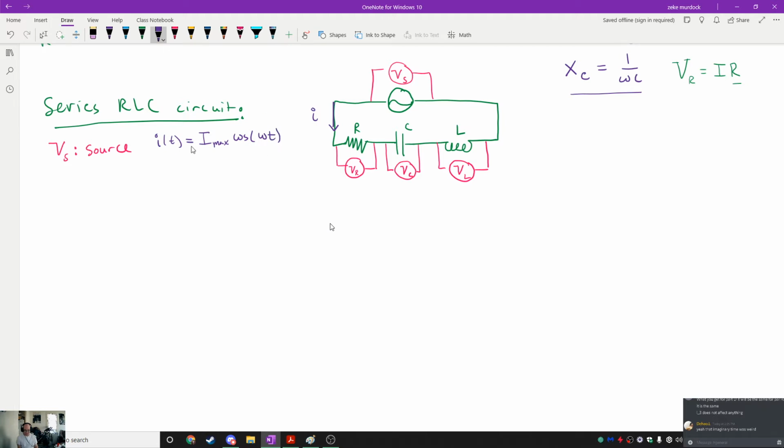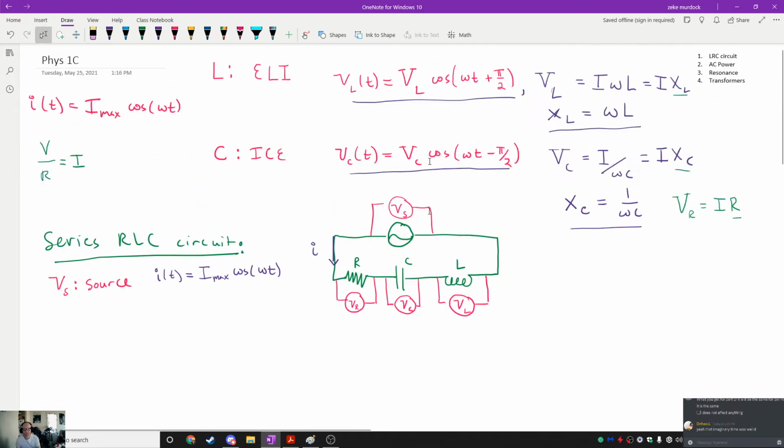That's going to be our baseline. We're going to use this, and our goal is to calculate what the voltage of the source as a function of time is, VR, VC, and VL are. Yeah, that's what we're trying to do. So using what we had from before, let's copy paste these down.